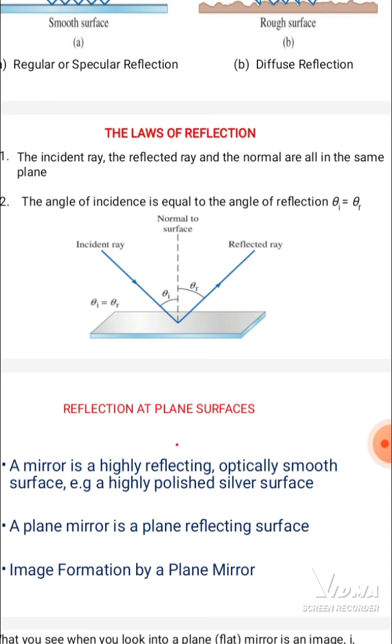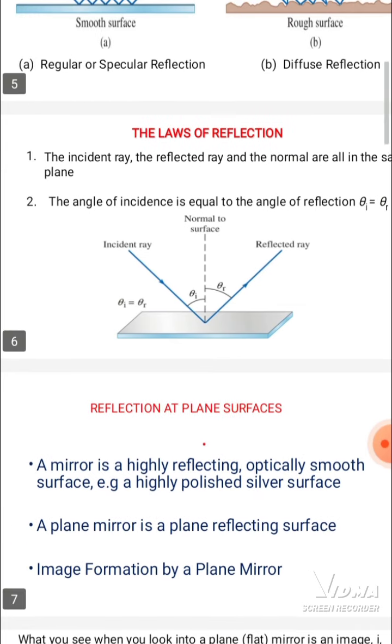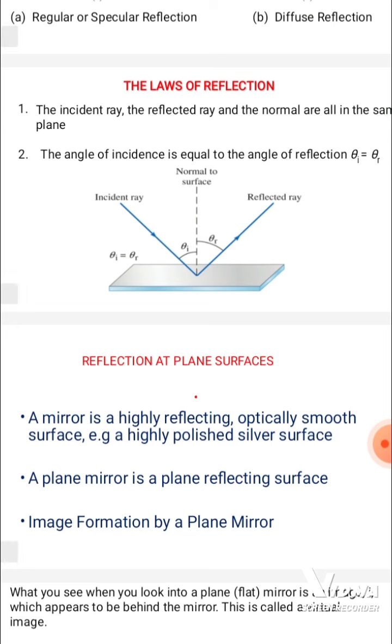As you can see from here, you have the incident ray making an angle theta I with the normal. Then you have the reflected ray making an angle theta R with the normal. The incident ray, the reflected ray, and the normal are in the same plane. So what you have here is the plane. You can see that the incident ray gets to a plane, then you also have the normal, and the reflected ray is also on the same plane. That tells you what the first law is all about.